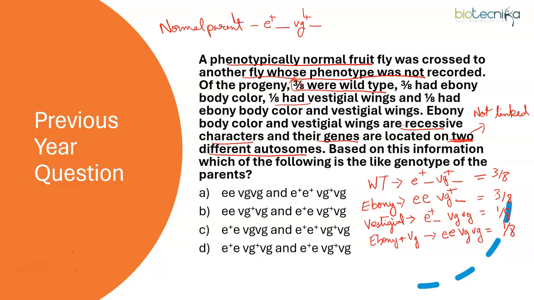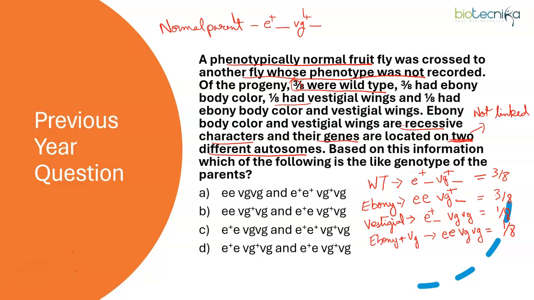Right? Now what we will see is, we will check for each of the parent sets that are given in the options to see if these 4 categories of offspring are possible in those particular crosses or not. We will start with the ebony one, because ebony has a recessive body color. If body color is small e, it means both the parents have to give at least one small e allele to the offspring.